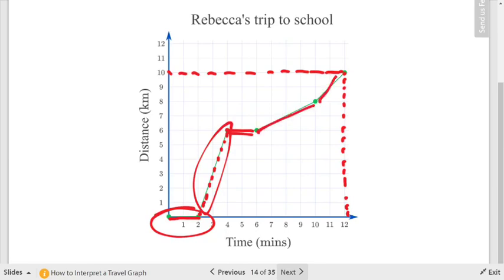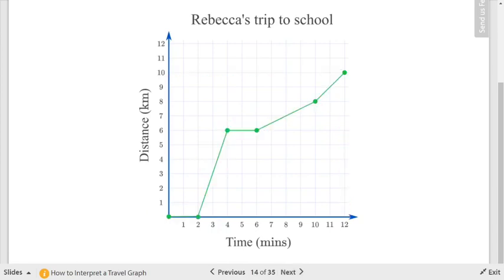All right? So the travel graphs that you see are rarely going to be linear. Now, sometimes they could be linear. Say you're traveling along in a car at a constant speed. That would be linear, right? Very unlikely, but it could be linear.